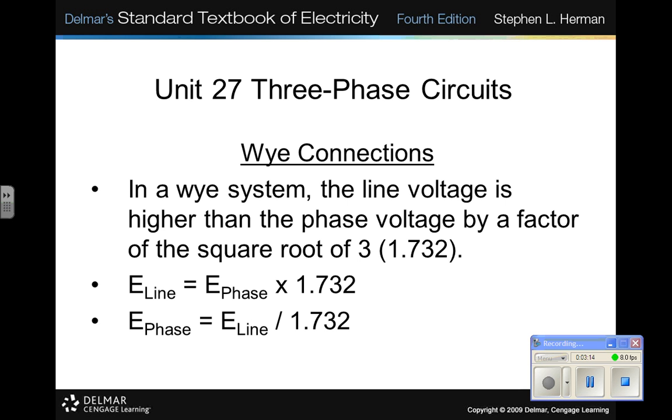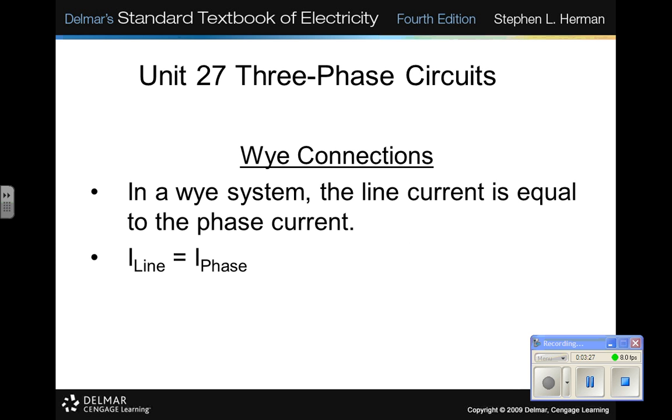The phase voltage times the square root of 3 is the line voltage. Let me say that again. The phase voltage times the square root of 3 is the line voltage. And that's our formula here. In a Y connection, the line current is equal to the phase current. So it's like when we were talking about series circuits and parallel circuits. Here we have a place where the current is constant, sort of like a series circuit, right?